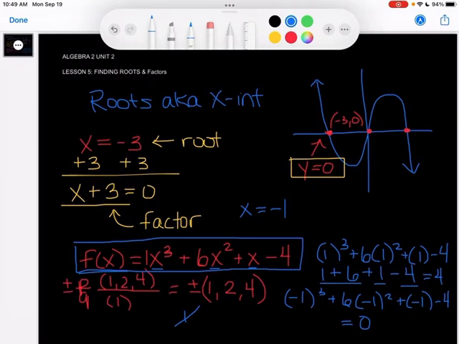And then I've got to check out 4 and -4. Okay, 4 and -4, neither one of those end up giving me 0. So the only rational root for this is the -1.